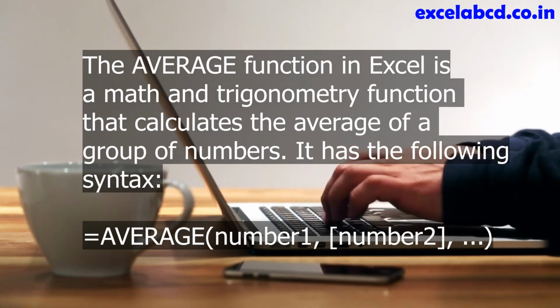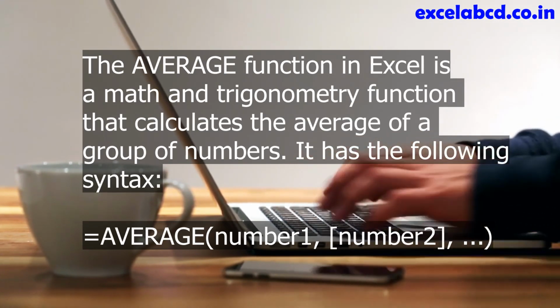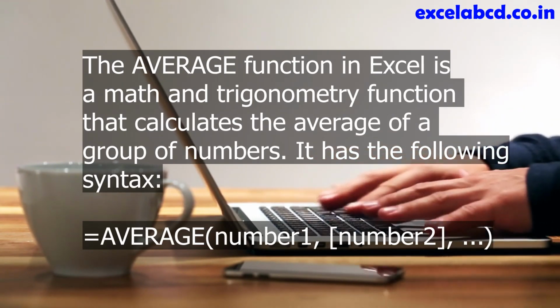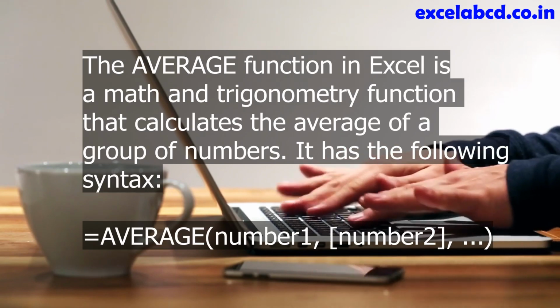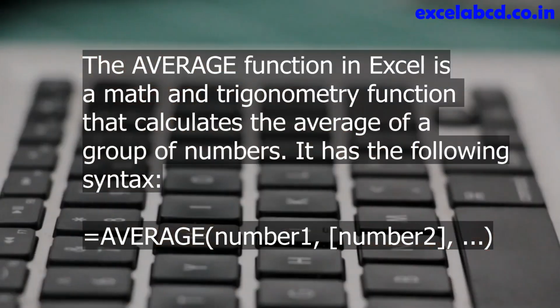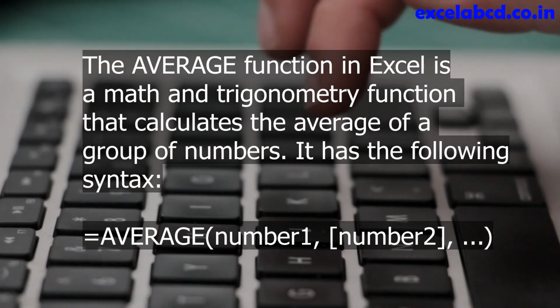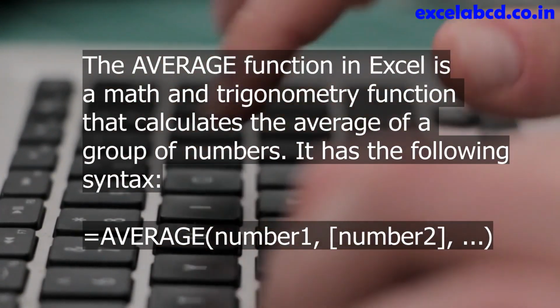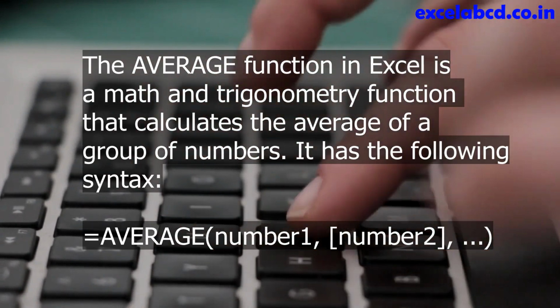To use the average function, you'll need to enter a formula in a cell. The formula should start with the equal sign, followed by the function name, average. Then, you'll need to specify the range of cells that you want to average. You can do this by typing in the cell references separated by a comma, or you can simply select the cells with your mouse. Let's take a look at an example.